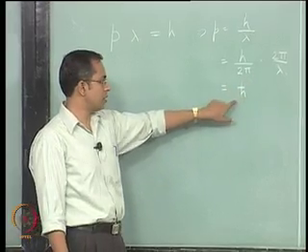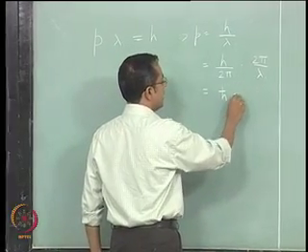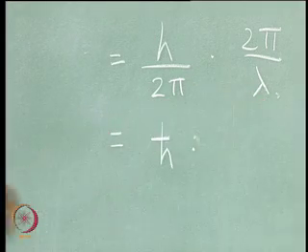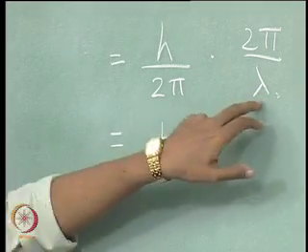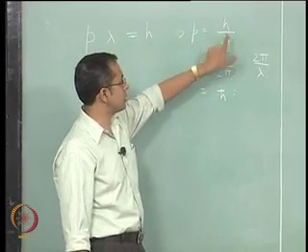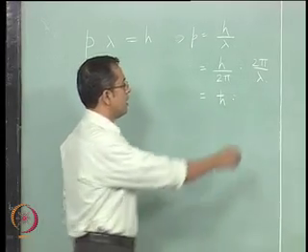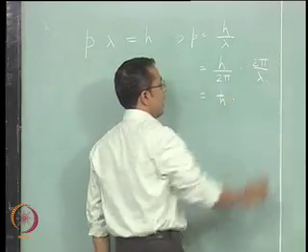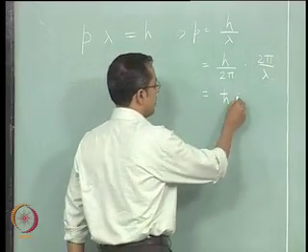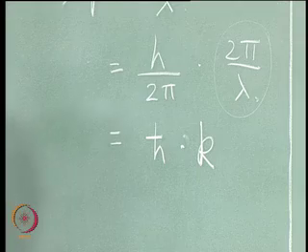Okay, so h bar is what this is, and this quantity here, 2 pi by lambda, has the dimensions of 1 by length, because lambda is in the denominator. Here p is momentum, h is Planck's constant, lambda is wavelength. So this quantity has the dimensions of 1 by wavelength and is actually referred to as a wave vector. Okay, so this is referred to as wave vector and is designated as k.